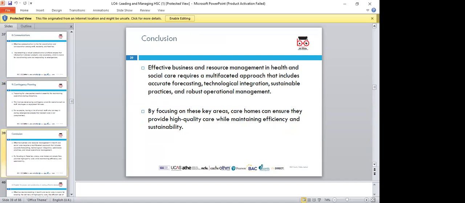Effective business and resource management in health and social care requires a multifaceted approach that includes accurate forecasting, technological integration, sustainable practice, and robust operational management. By focusing on these key areas, care homes can ensure they provide high quality care while maintaining efficiency and sustainability. Okay?